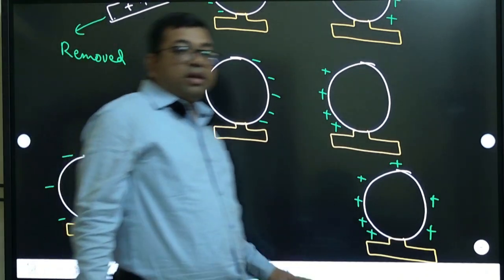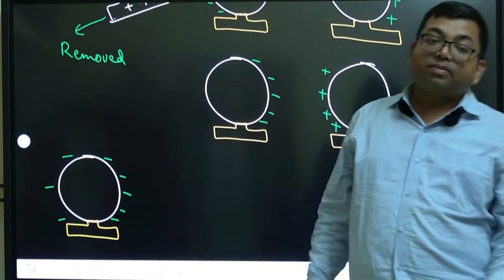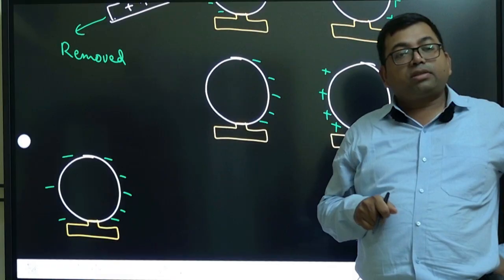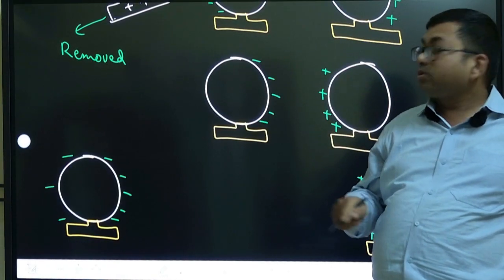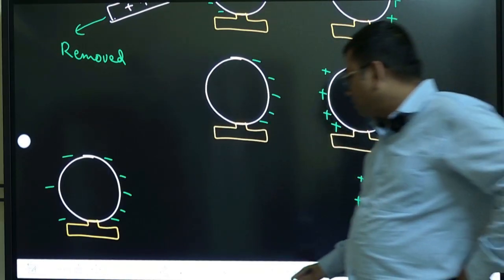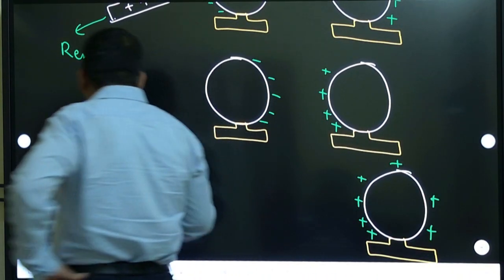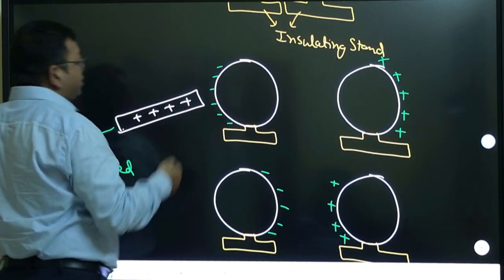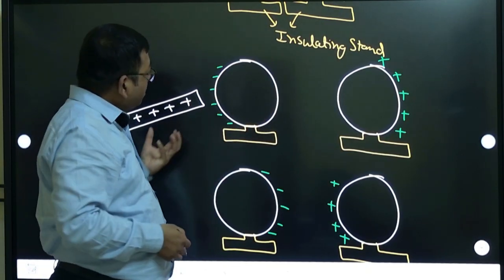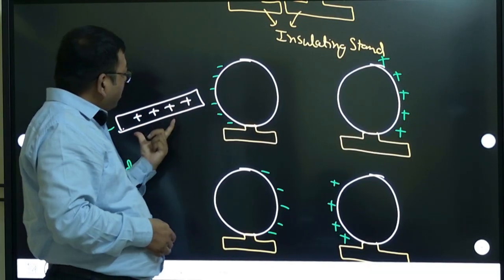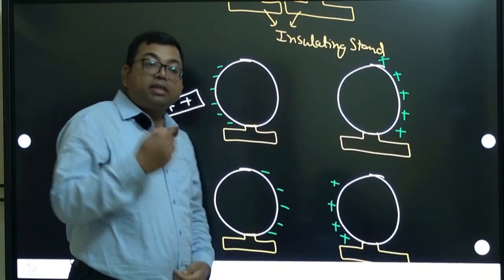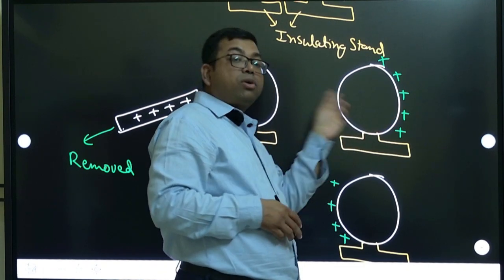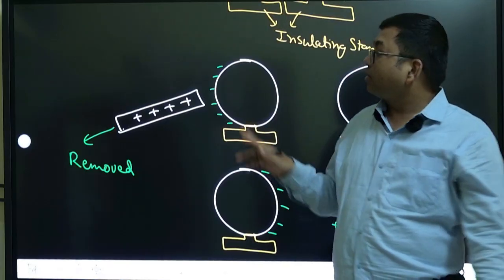So this is how we are able to develop charges on both spheres. But a very important thing: the rod was initially brought closer to this left side sphere, right? So how it has induced charges, this is called induction, because the rod was having positive charge and it has induced negative charge in that ball. But this ball has got charge because it was in contact with them. So that is because of conduction.